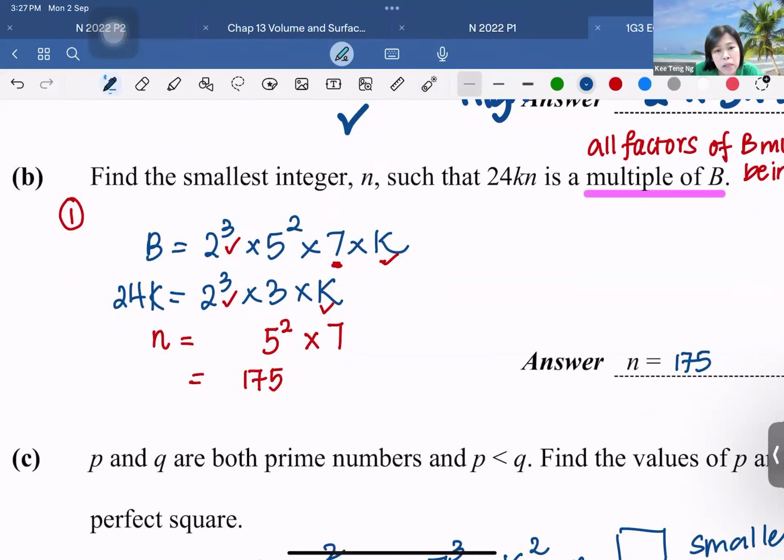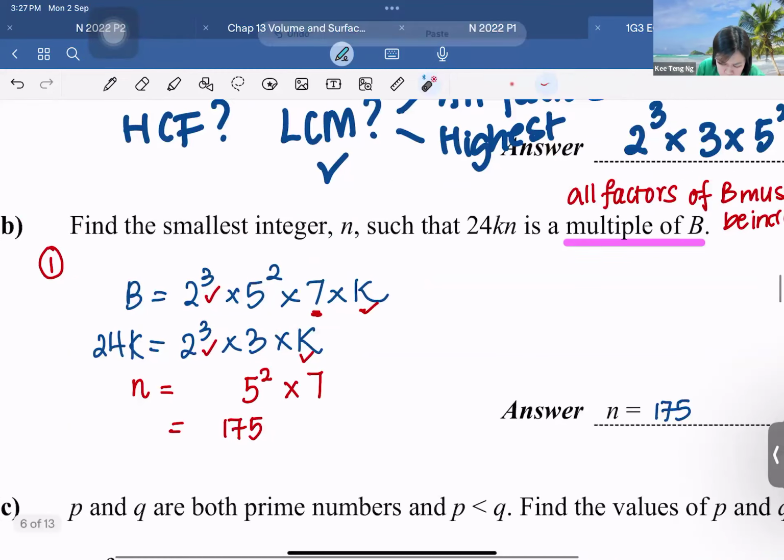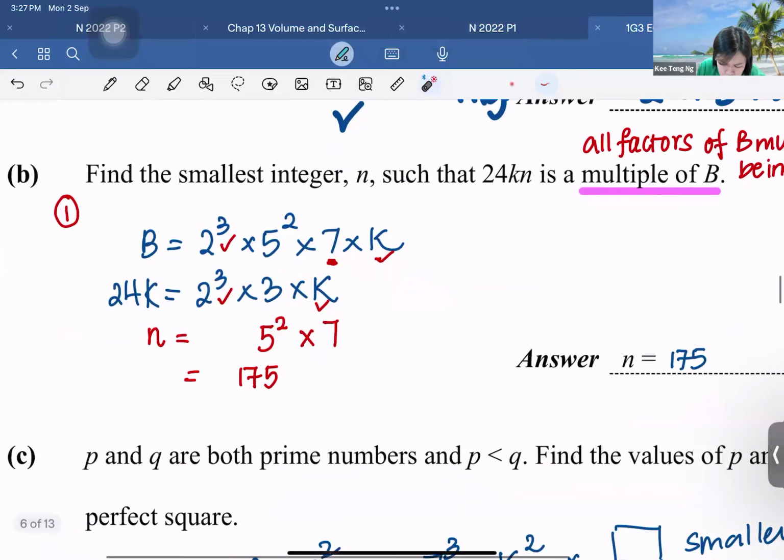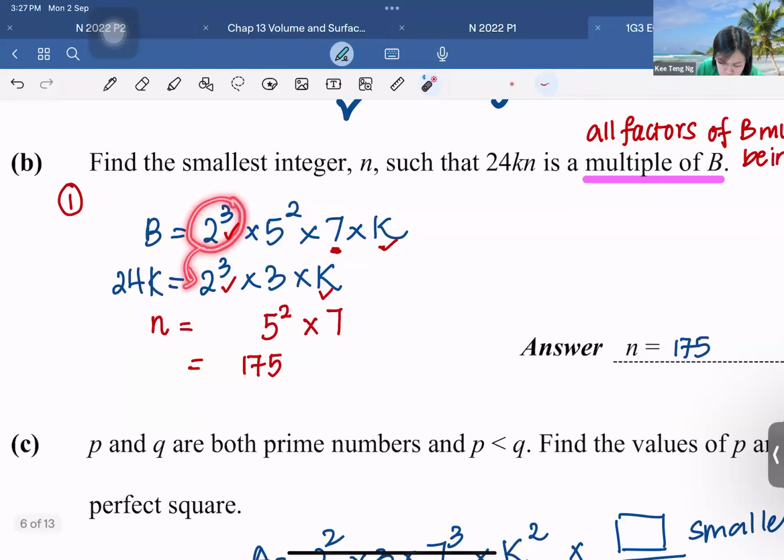Okay, so the first method, by observation, I must make sure that all the factors of B are inside 24 and K. So 7 not inside, include. 5 squared not inside, include. The 3 belongs to 24, it doesn't belong to B, so I ignore. Okay, this is method number 1.